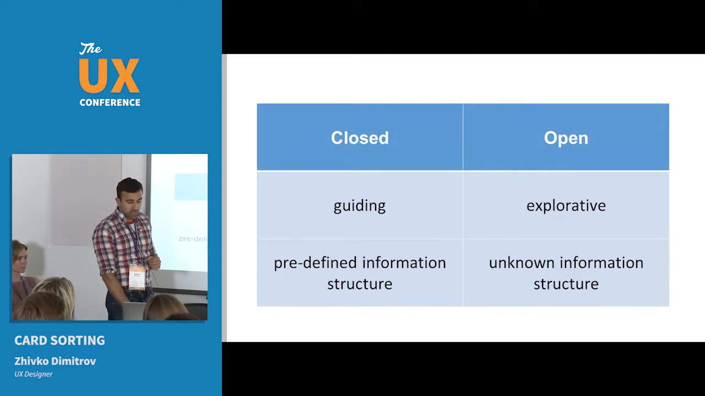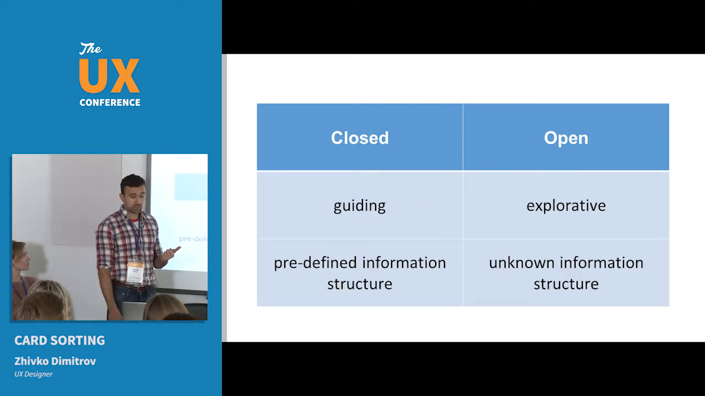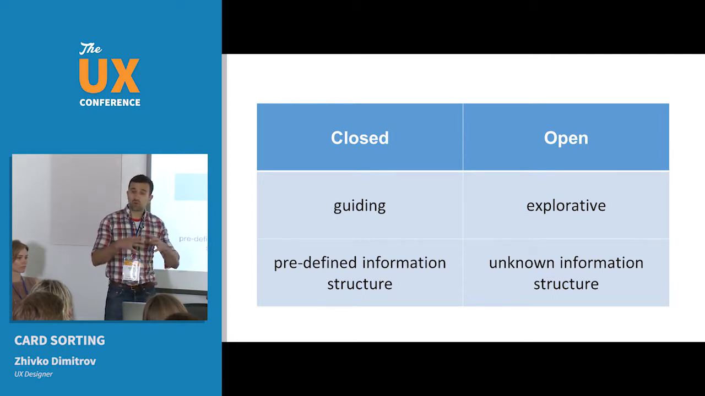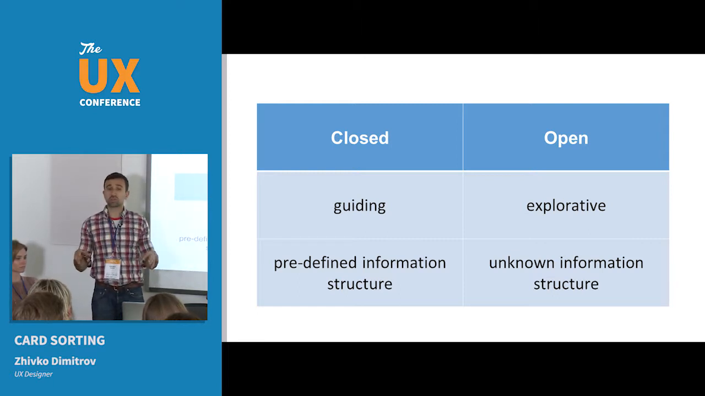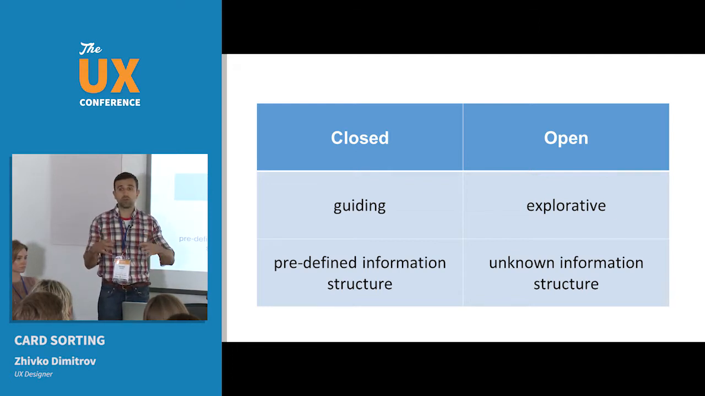Other types of card sorting, closed or open. So if you know your taxonomy, if you know the products and the categories or whatever piece of information you're designing around, you just put those on cards. But what you can do as well is start with just a blank piece of paper or lots of blank post-it notes and ask your users to write their own categories on it.